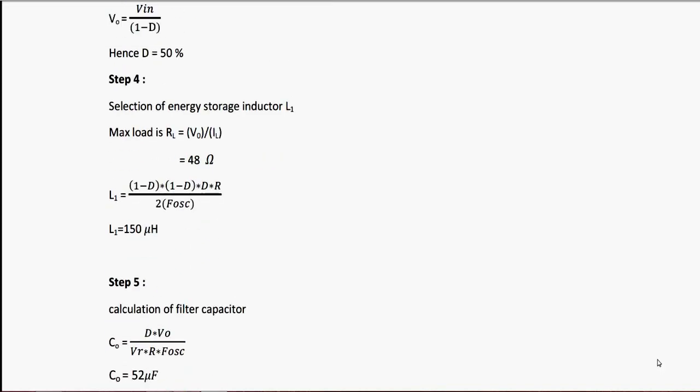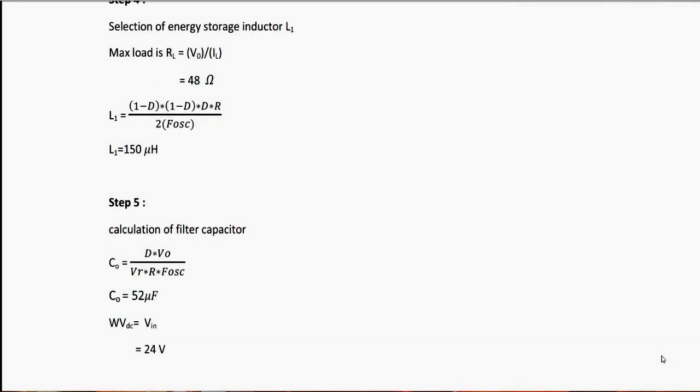Next step, we have to find out the energy storage inductor. For that, we need to find the maximum load condition, that will be net output voltage upon load current. This is the least value that we can take. If we take a high value of inductance, it will take a large amount of time to settle the output.